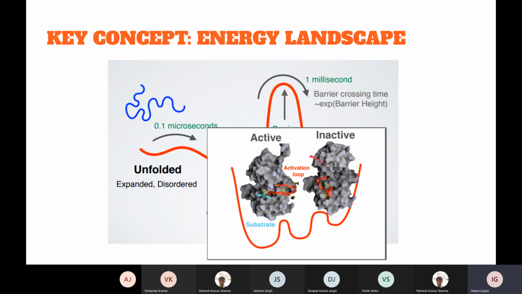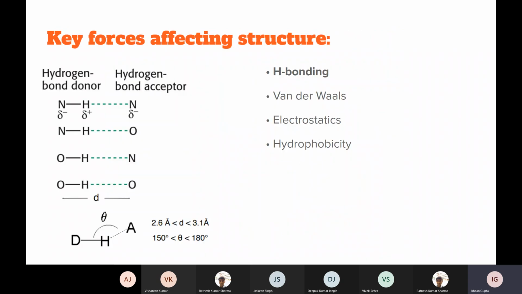So these two large parts of the protein with respect to each other don't change. But when the activation loop or these kinds of loops in the proteins change the structure, there would be large structural changes in the protein, which one can actually predict by looking at the structure.